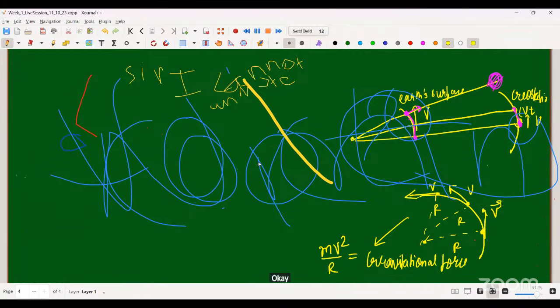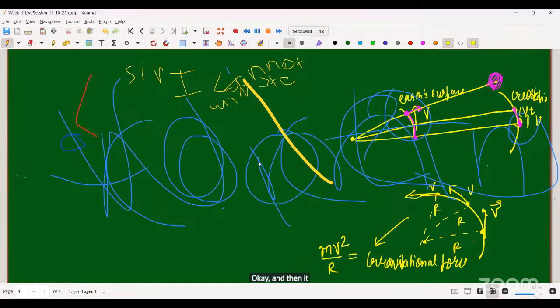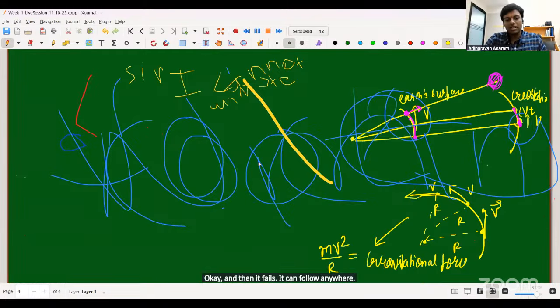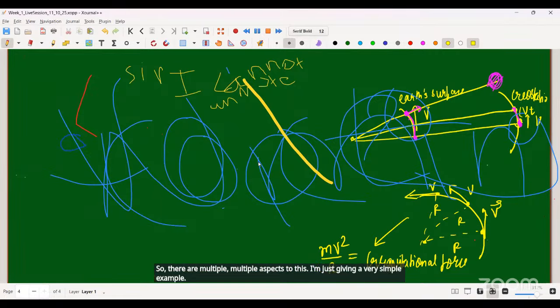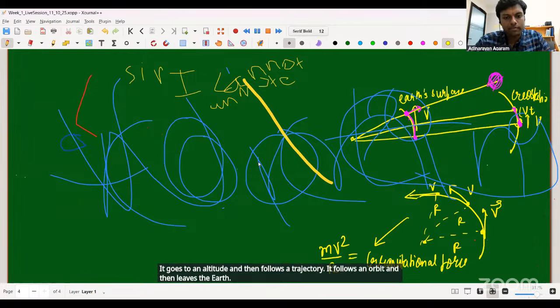Okay, so you need to go above. Say you just launch a rocket at a wrong angle, and then it fails. It can fall off anywhere, and it's not safe as well. So there are multiple aspects to it. I'm just giving a very simple example. But it's more important for you to escape the Earth. It doesn't escape the Earth straight. It goes to an altitude and then follows a trajectory. It follows an orbit and then leaves the Earth. I hope it was clear.